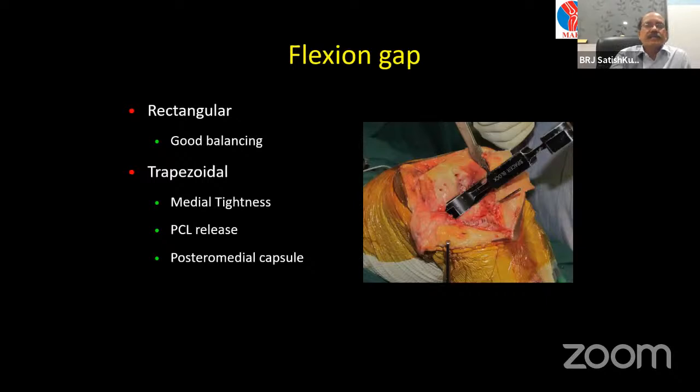Next, check the extension gap. Generally, in varus deformity, the flexion gap balancing will be good. Immediately, it will not be very tight in general, compared to valgus deformity, where the lateral side can be tight immediately. If the extension gap is good, generally the flexion gap is good in varus deformity. If we find it trapezoidal, then you have to release more of the posterior medial capsule.